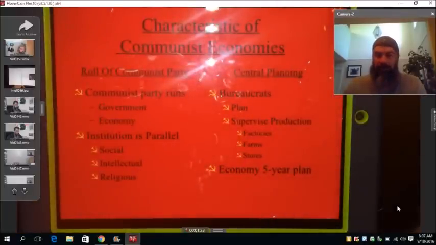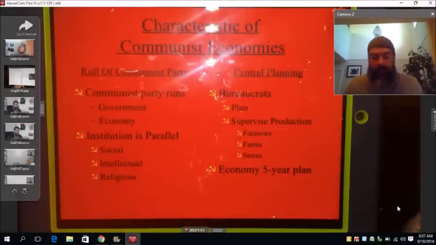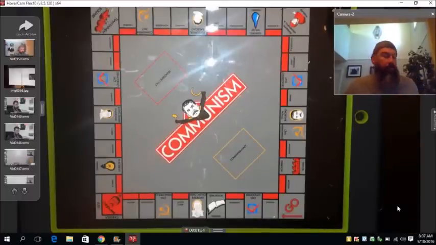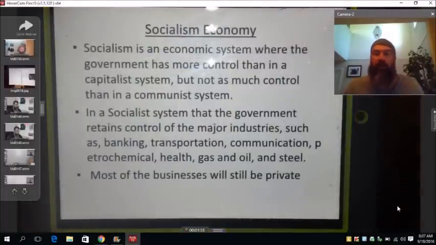I don't expect you to know all of these, but know that the government controls everything. They control all aspects of what's going on, just like the communist government itself. And down here at the bottom, I want you to remember that this economy is usually based on some sort of plan. In this case, for the communist economy, it's a 5-year plan. So when you think of communism, I want you to think of monopoly. The government owns everything, so they have a monopoly on every aspect of life, right? So just remember those. Let's move on to the second type of economy.